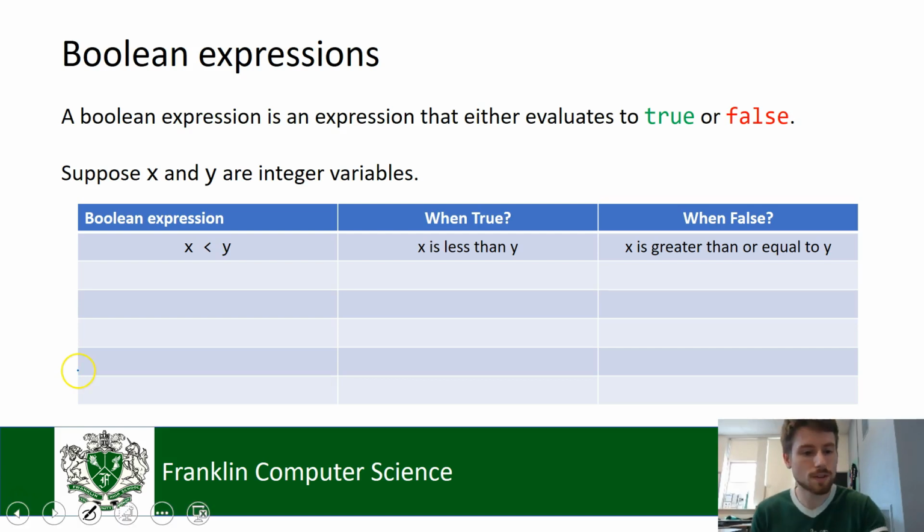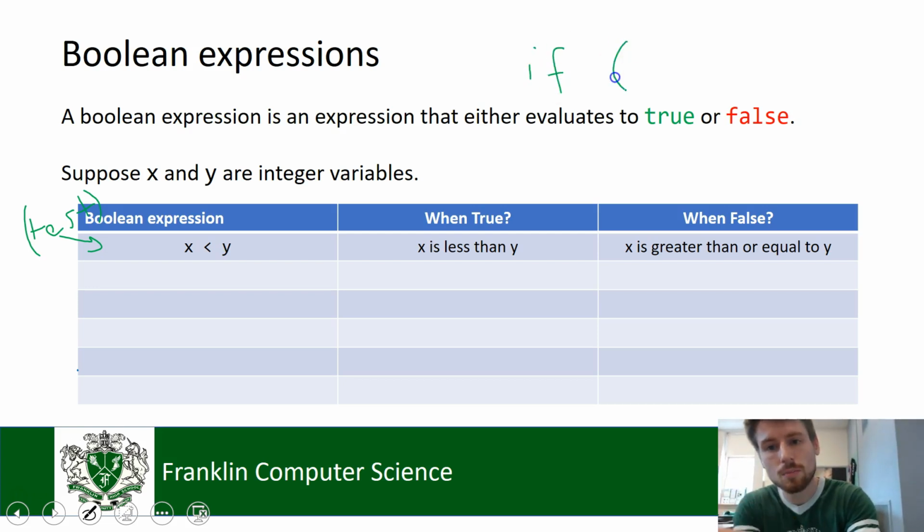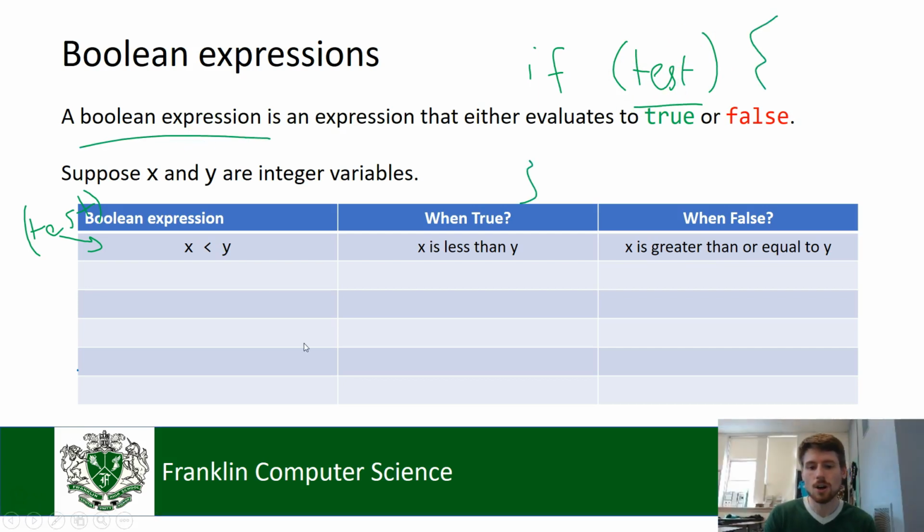So these are going to go where the test is, inside the parentheses after you say if. Remember, the line goes if, and then parentheses, and there's a test in here. The test is a Boolean expression. Okay, so here's one example Boolean expression.